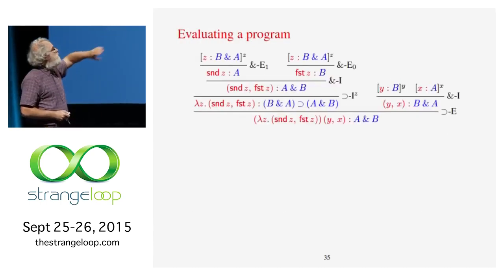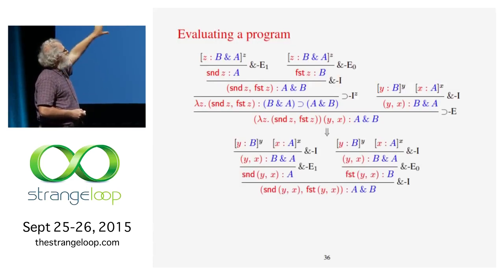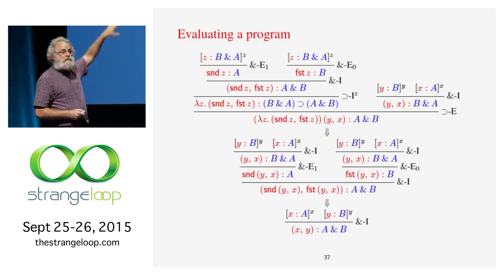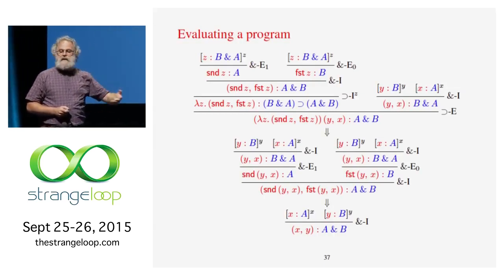And then here's an example. So here's the program that swaps two elements of a pair applied to a particular pair. And of course, we just substitute in the argument (y, x) for the formal z, and we get that. And then we simplify again, and we get that. So notice what these rules are telling us is that as we evaluate a program, it stays well typed.